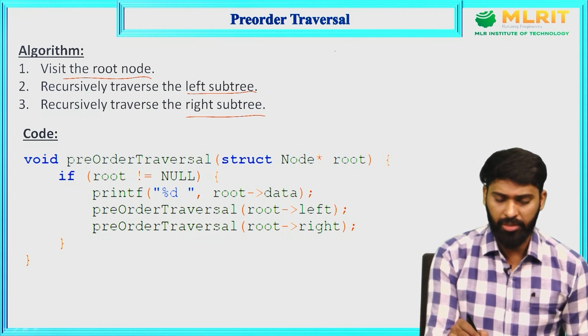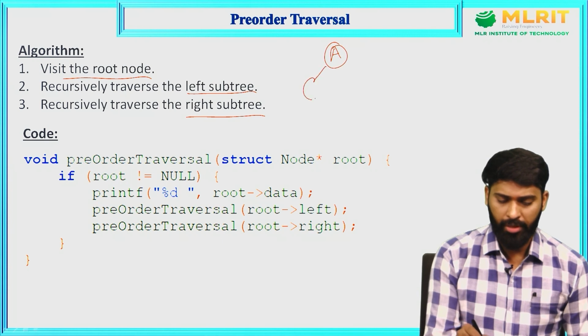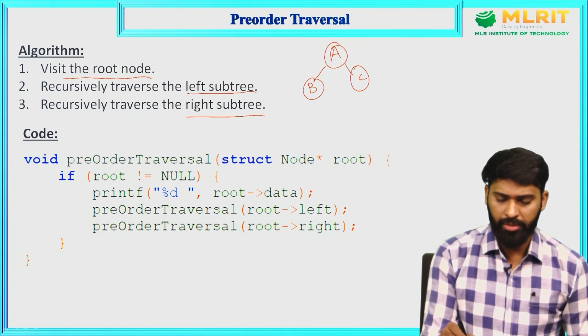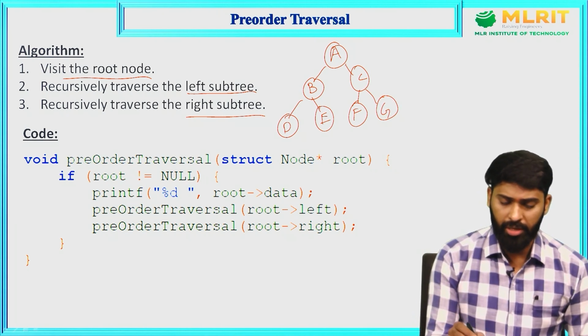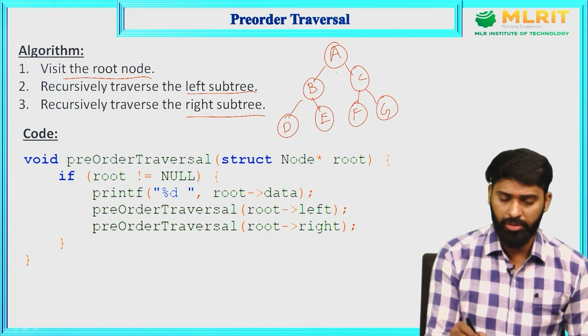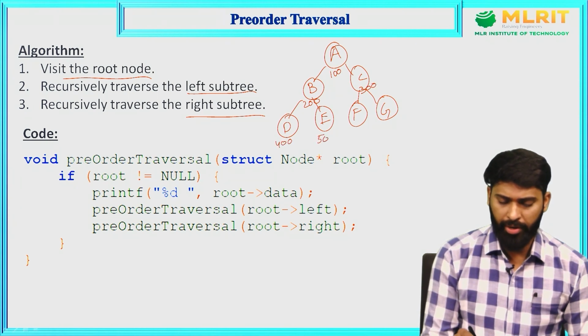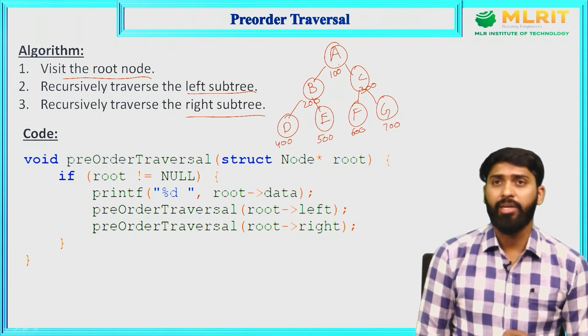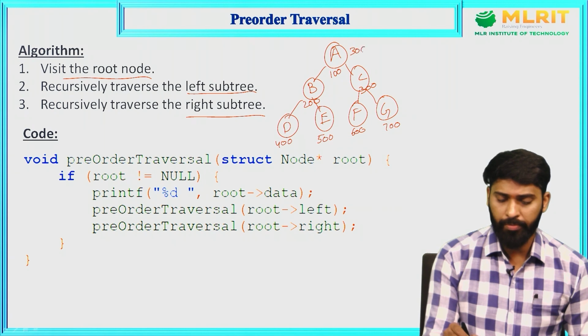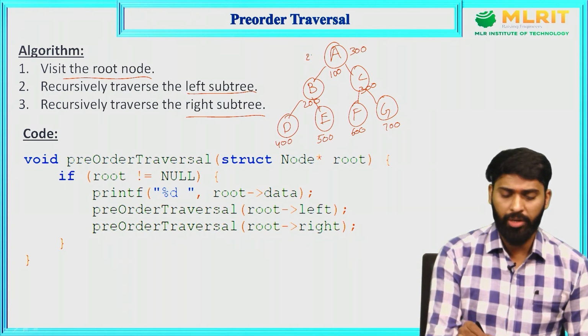So, consider this tree: A, B, C, D, E, F, G. Let us assume these are the addresses of the nodes: 100, 200, 300, 400, 500, 600, 700. Now, what is the right of A? Right of A is 300. Left of A is 200.